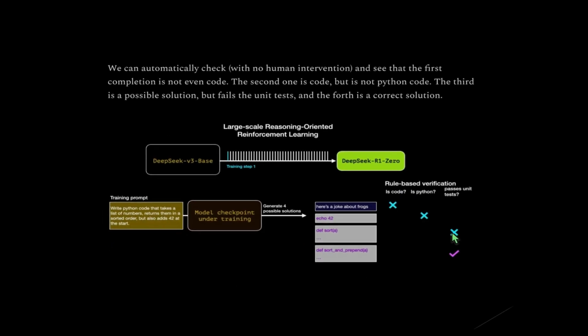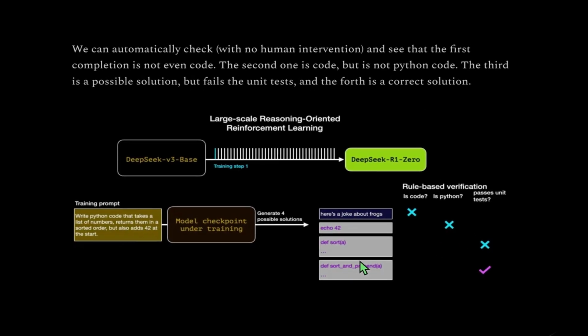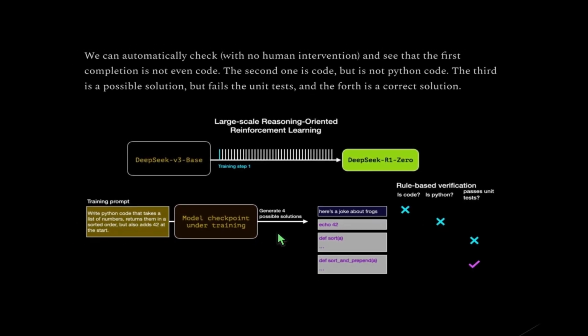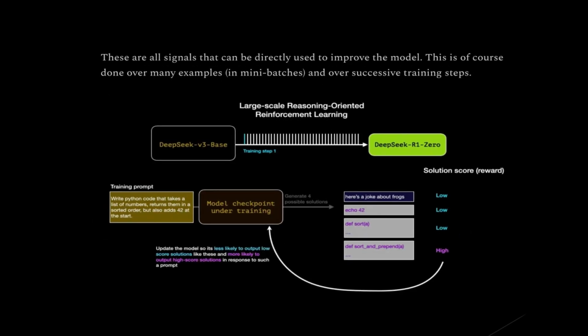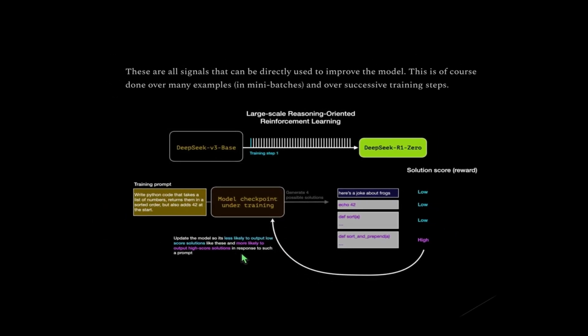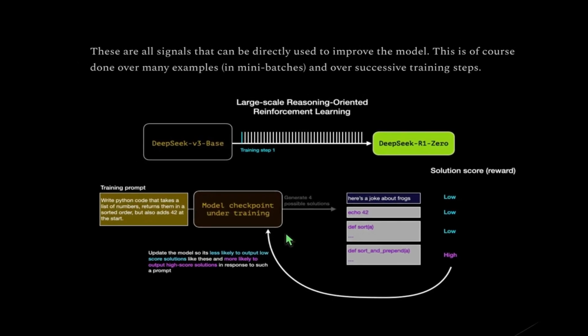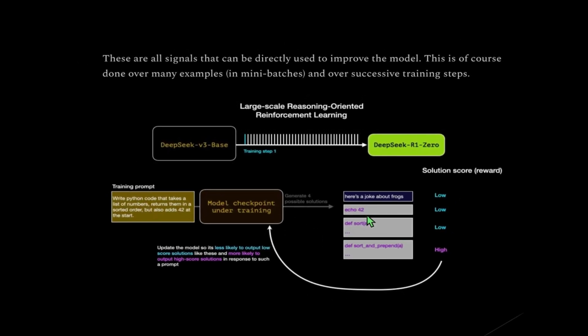This reward system teaches the model to recognize which outputs are correct. Over time, it updates its internal parameters to favor high-scoring answers and reduce the likelihood of producing low-quality ones. With each iteration, the model learns to identify the patterns that lead to successful outcomes.